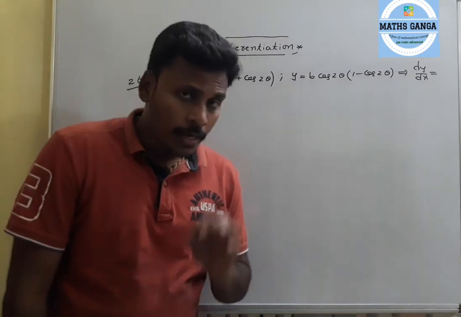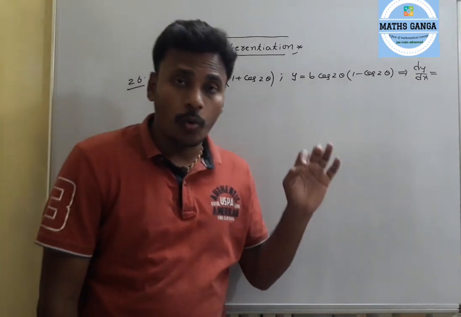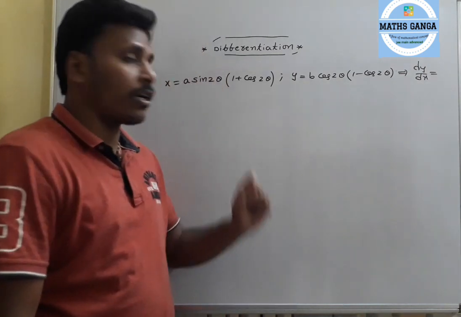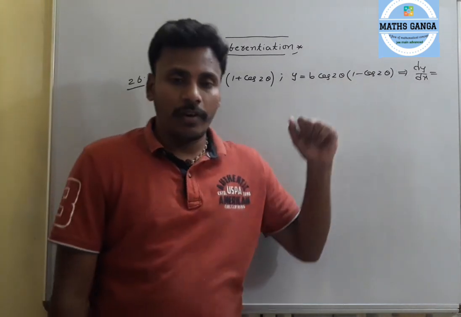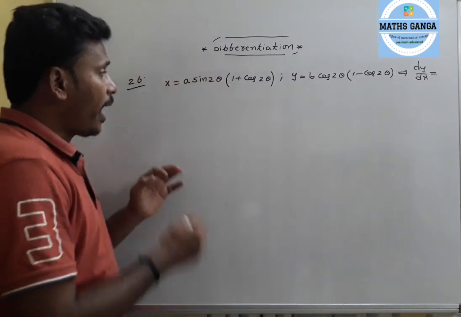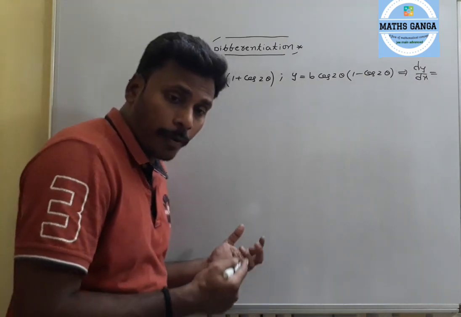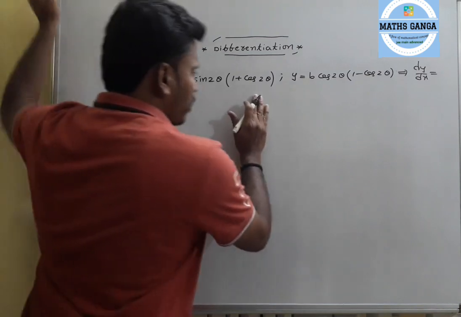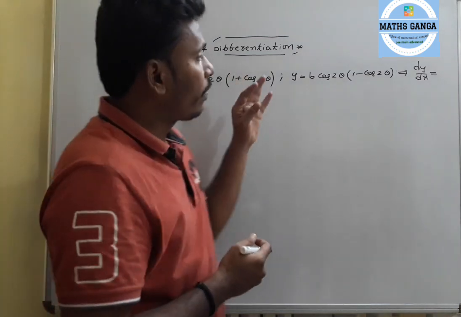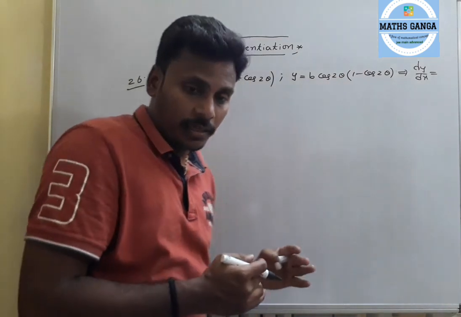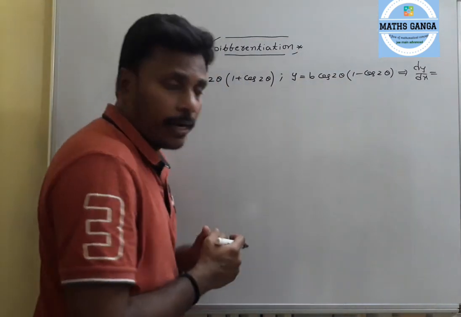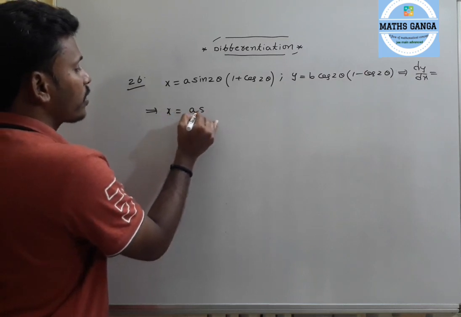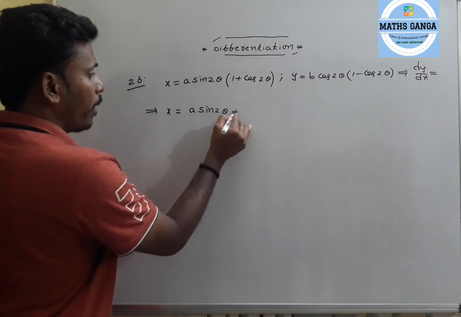So next problem, x is equal to a sin 2 theta into 1 plus cos 2 theta. Y is equal to b cos 2 theta into 1 minus cos 2 theta. Calculate dy by dx. Again here, x and y are connected in terms of the parameter theta. We need to find dy by dx. So first of all, think about x, calculate dx by d theta. Then y, calculate dy by d theta. Conclude dy by dx.